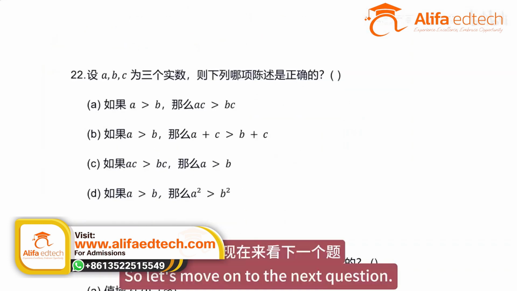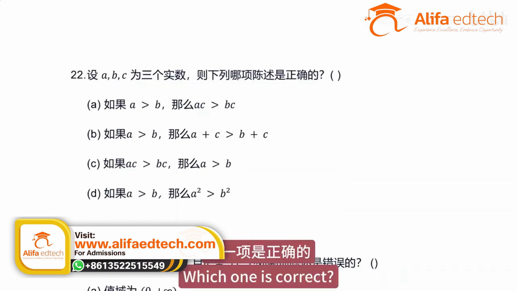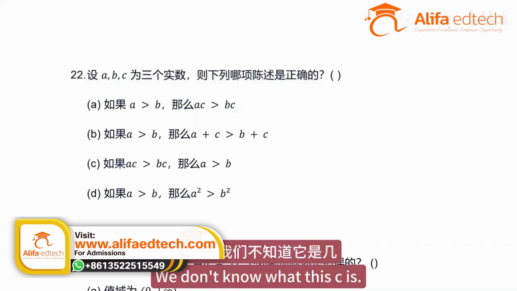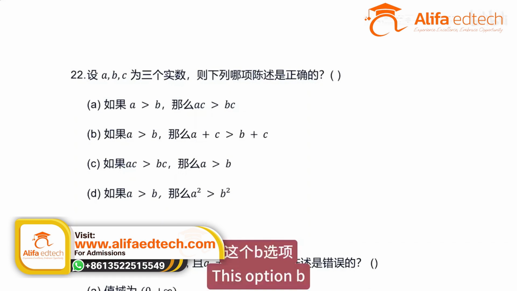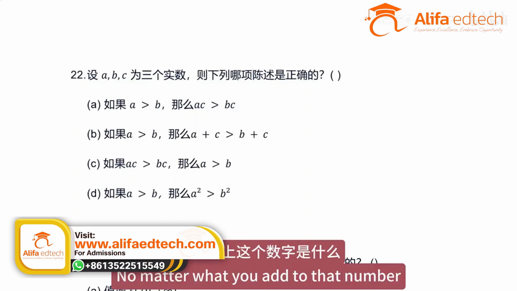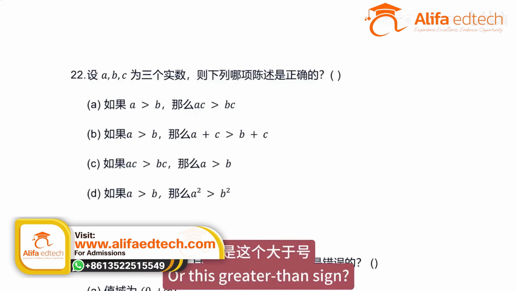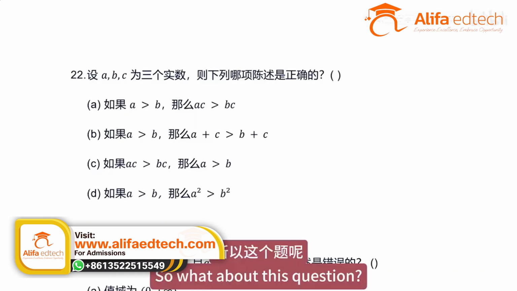All right, now let's look at the next question. Which option is correct? This option A, as for C, we don't know what it is, right? For option B, this one is correct. That is, if A is greater than B, then A plus any number, no matter what that number is, will still have this greater than sign. So for this question, choose the second one.